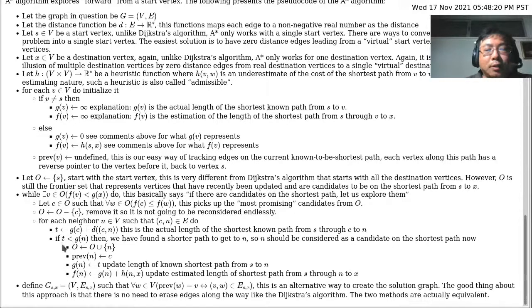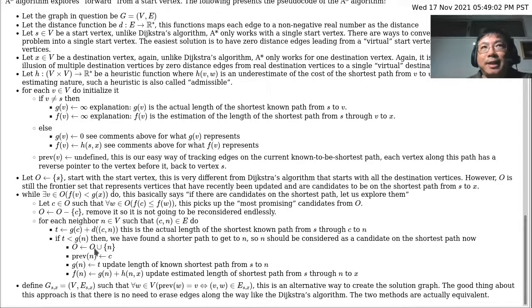So now the question is, did we actually find a shorter path? If we did find a shorter path from the start vertex to vertex n, which is when this particular condition is true, then we do something very similar to what we did in Dijkstra's algorithm. The ordering does not matter in this case, but we are going to update g of n to be t, because that's the length of the new shorter path from the start vertex to vertex n. And because of that, we're going to add n into the set O, because now we are saying, oh, guess what?